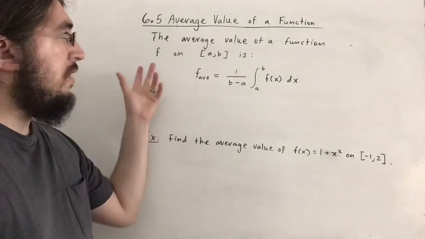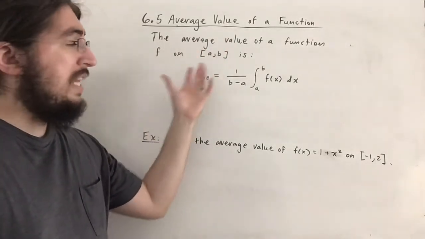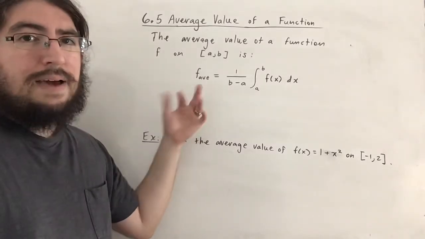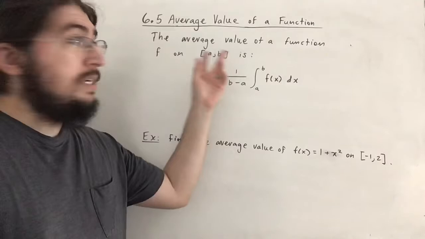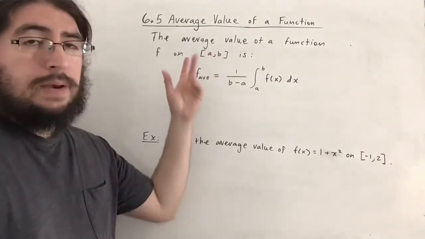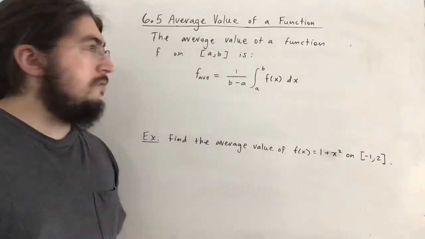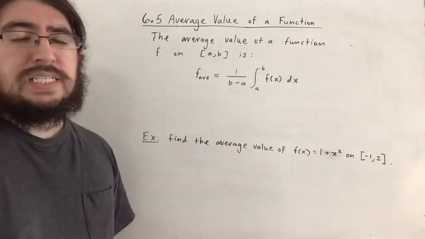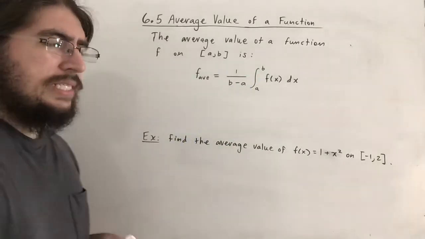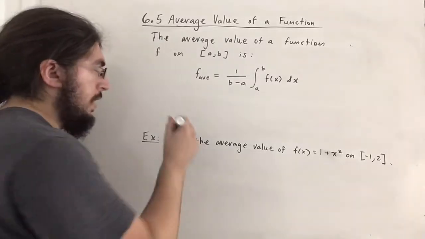Now the average value of a function f on the closed interval a to b is given by f_av, for average, 1 over b minus a, that's the difference in the interval endpoints, so that's the length of the interval really, multiplied by the integral from a to b of f of x dx. Now, why this is the case is actually pretty simple to explain.